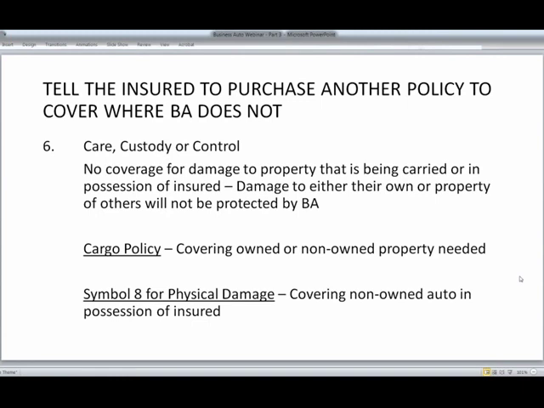So just think about what the property insured has. Sell them another policy like workers' comp for injuries to workers, sell them a cargo policy, or provide Symbol 8 coverage for hired car physical damage under comp and collision for the other autos in their possession that they're driving. If they're doing repair work on them, you would also need garage keepers coverage, which we'll talk about in the last section, hour 4, and that's also an endorsement to this policy.